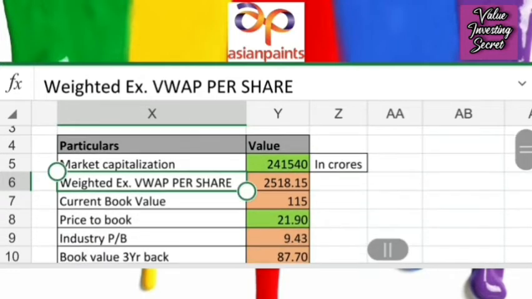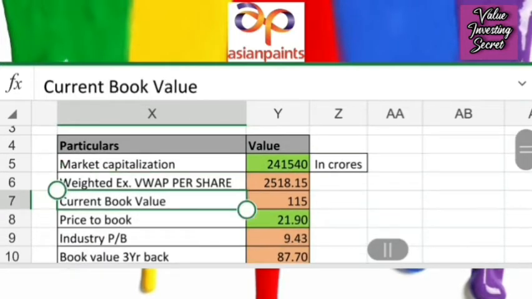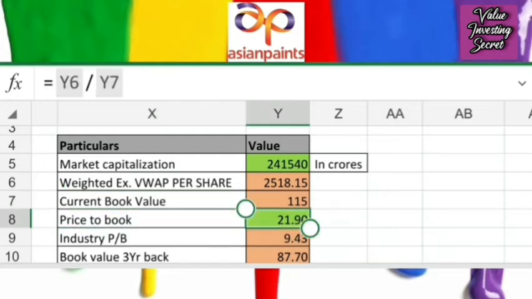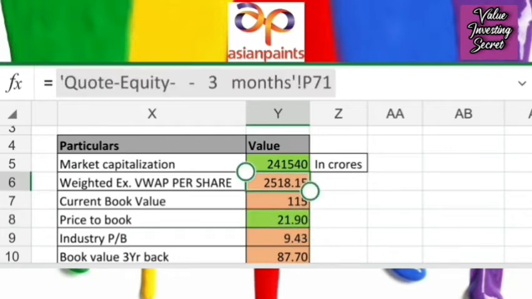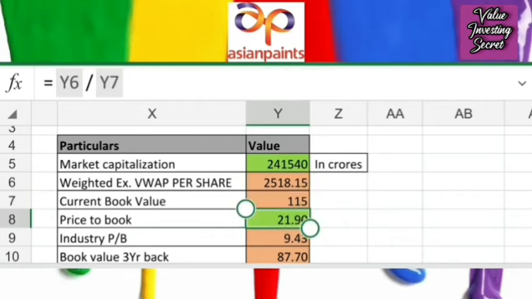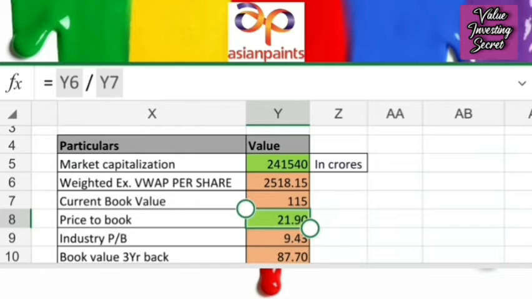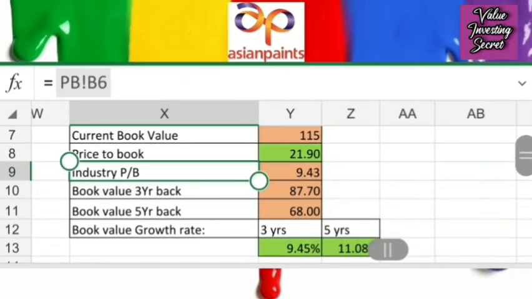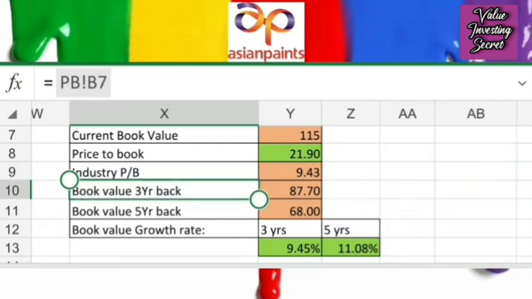Here also I need the market cap value and the VWAP value, and now I got the current book value from screeners.in. Then I calculated the price to book value using the formula weighted VWAP divided by book value. We will get the price to book multiple. The industry price to book value we calculated in the previous method, that is, the peers' book value is nothing but the industry PB.